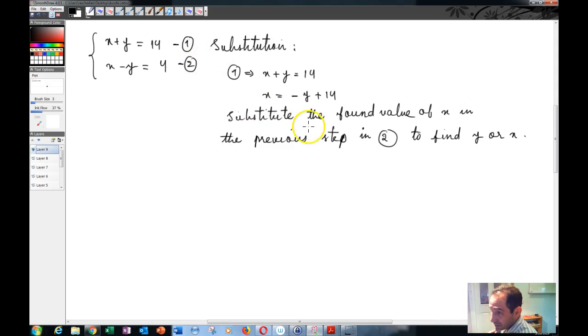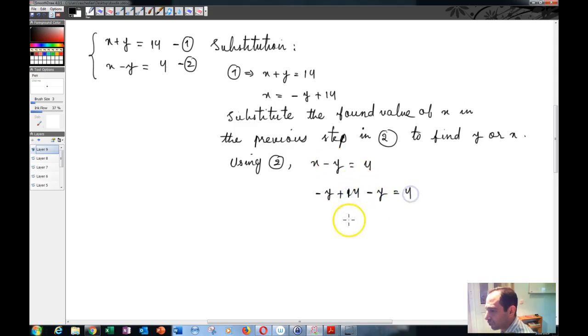Since in the previous step I used equation number 1, in this step I have to use equation number 2. So using equation number 2, what I will get is x minus y is equal to 4, and the value of x over here was negative y plus 14. So negative y plus 14 is equal to 4. I'm sorry, I made a mistake here. So x is equal to negative y plus 14, and you have a negative y over here is equal to 4.